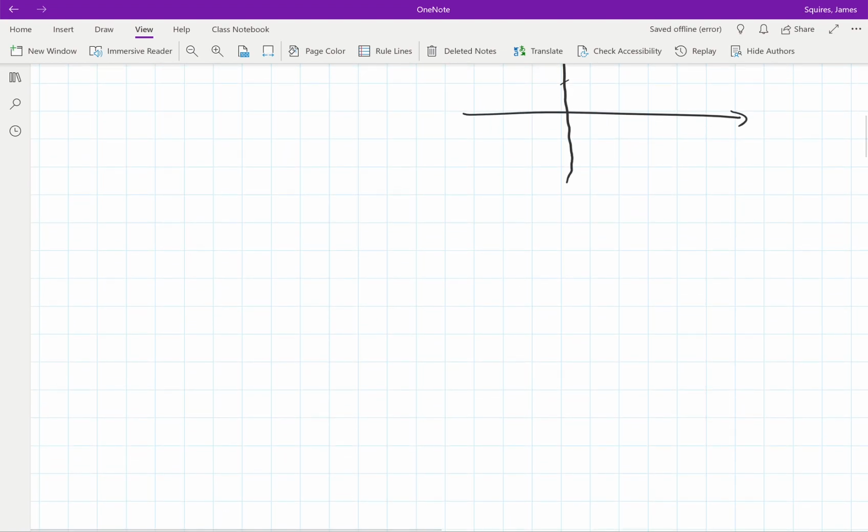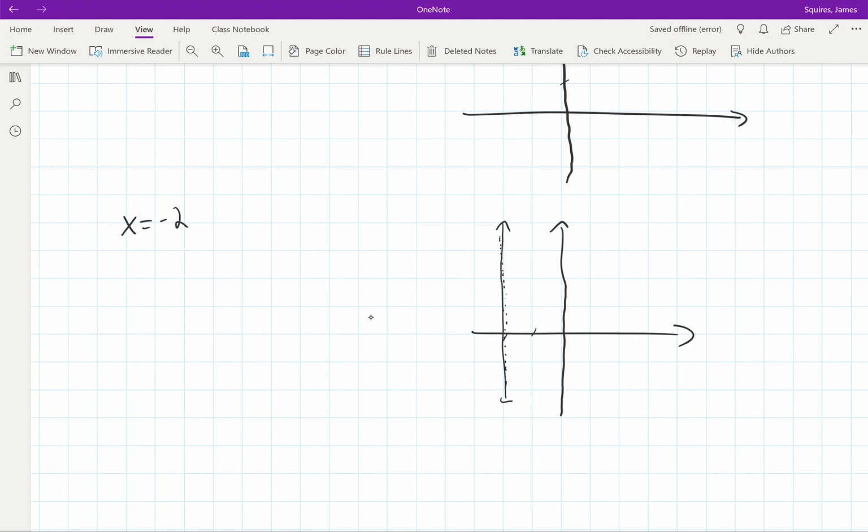Similarly, if we had the line x equals negative 2, that is just a vertical line where all x values equal negative 2. So 1, 2, and we are going to have a vertical line where for every point on this line, the x value equals negative 2.